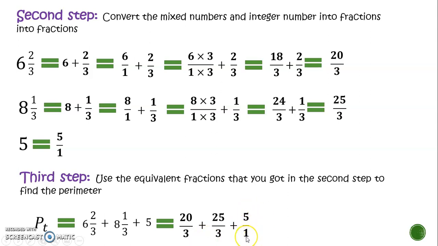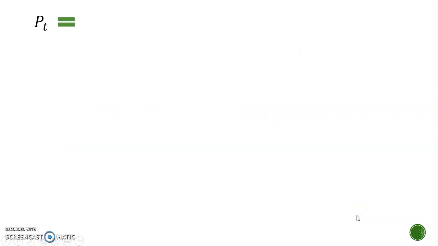But this one doesn't have the same denominator, so we need to find the least common multiple between these three numbers. We already know that it's 3, so the only fraction that we're going to amplify 3 times is this one. So we're going to have 20 over 3, that doesn't change, 25 over 3, that doesn't change, and this one amplified 3 times, that would be 5 times 3 and 1 times 3. So when we make this operation, the perimeter of the triangle is going to be the first two fractions that didn't change, and 5 times 3, that is 15, and 1 times 3, that is 3. Now remember that these are like fractions.